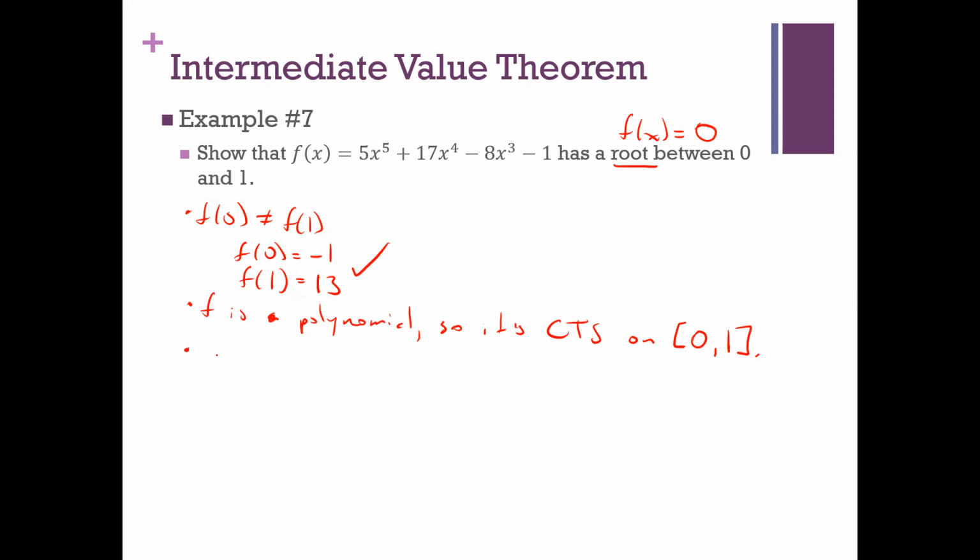-1 is less than 0, which is less than 13. So those are all three conditions of the intermediate value theorem. The endpoints are different. The y value I care about is in between those two endpoints. And it's continuous on that interval. So because of all those things, what does the intermediate value theorem tell us?